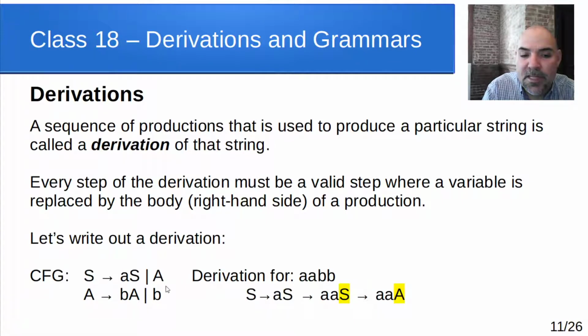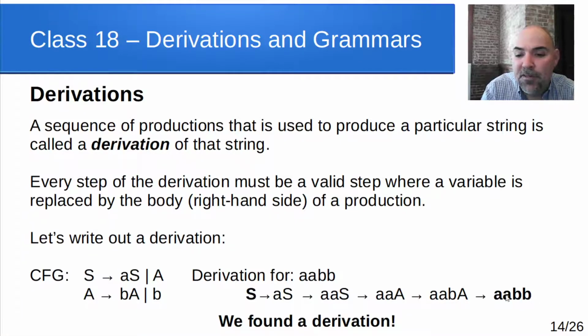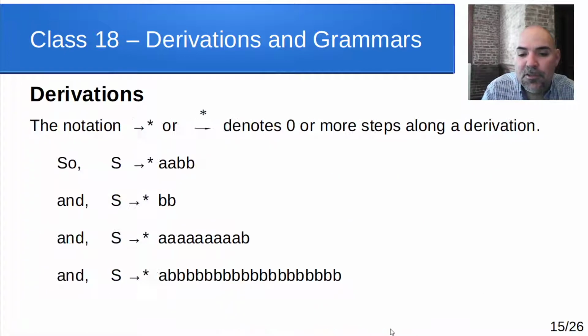Now we have that A that's going to be replaced, and it has to be replaced with either this or this. It's going to be replaced with bA, so A produces bA. Then that A is going to get replaced again: A produces b. And now we have a derivation. We have the string that we were trying to find the derivation for, and this is the sequence that we went through to get there. So we found a derivation for that string.